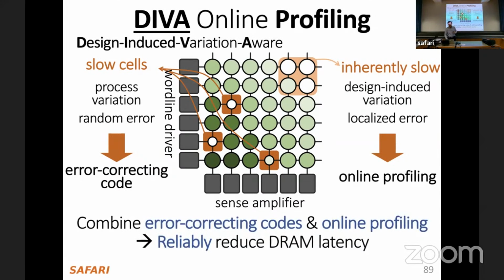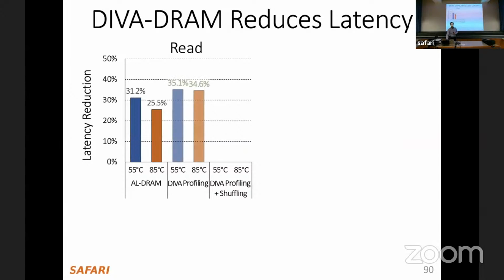Now that's the beauty of this work, I think. This is actually quite reliable because it doesn't just rely on static profiling. It says, I'm going to dynamically profile. I'm going to focus on latencies based on this and see if my error correcting code works in other parts. If they don't work, then you start increasing your latency. And this way, actually, you can reduce your latencies even more significantly than adaptive latency DRAM.